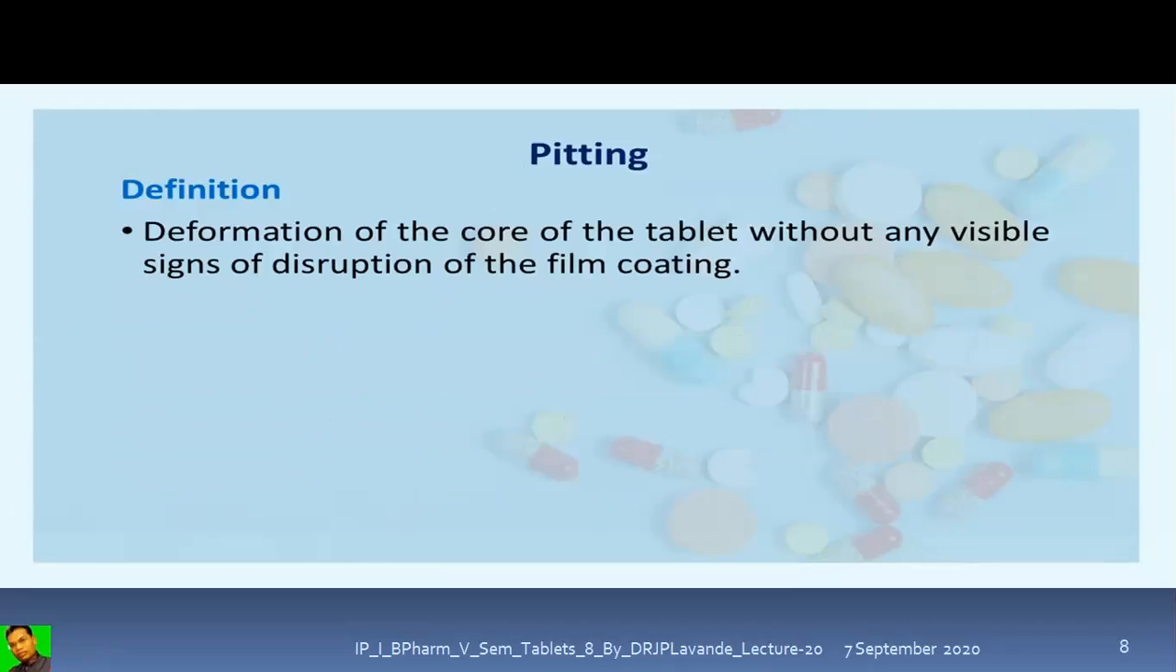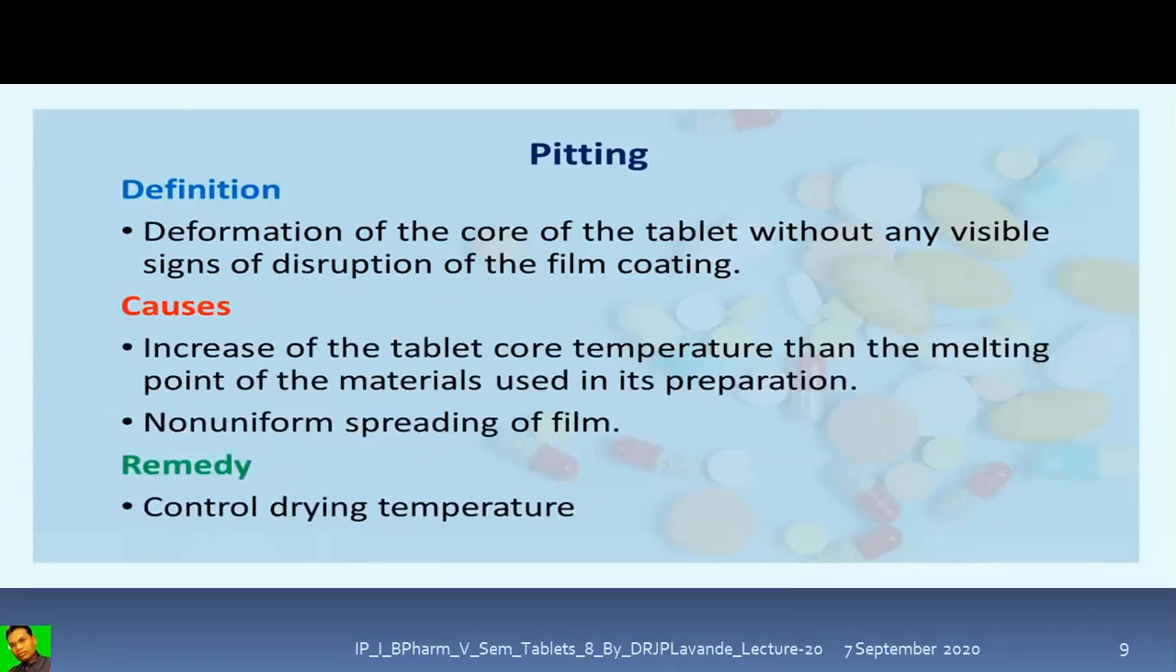The next defect which occurs in the tablet coating process is pitting. Now, what is pitting? Pitting is nothing but the deformation of the core of the tablet without any visible signs of disruption of the film coating. So there is a deformation, it is not uniform, it is somewhat disturbed, it is an abraded surface. That is said to be pitting.